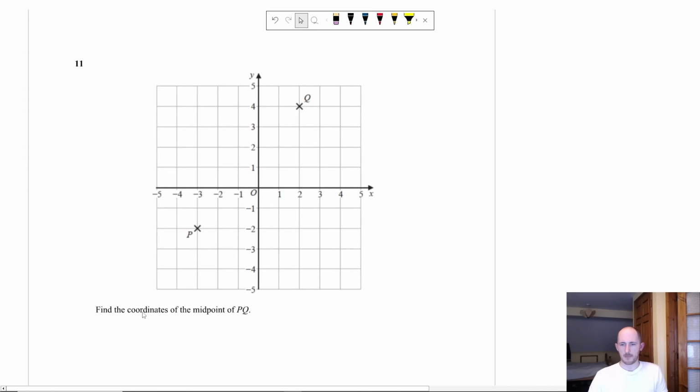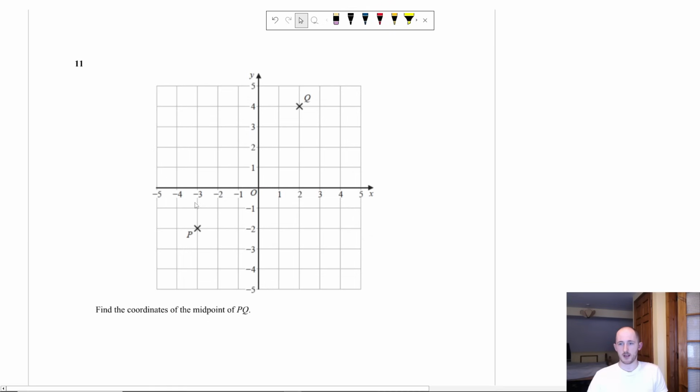Part 11. Find the coordinates of the midpoint of PQ. Okay. There are a few ways to do this. You can kind of eyeball it, kind of look at it like that. Or you can be a bit more, I don't want to say sensible about it. I would rather say, a bit more mathematical about it, okay? So, the midpoint is going to be midway between P and Q.